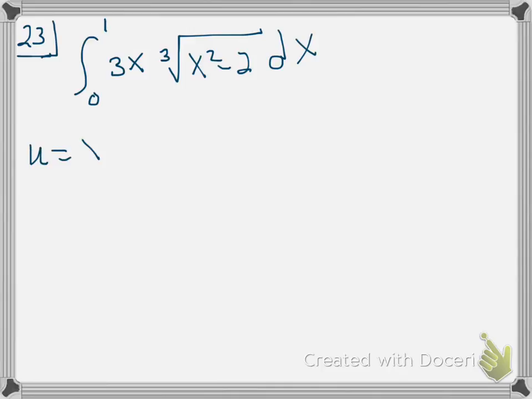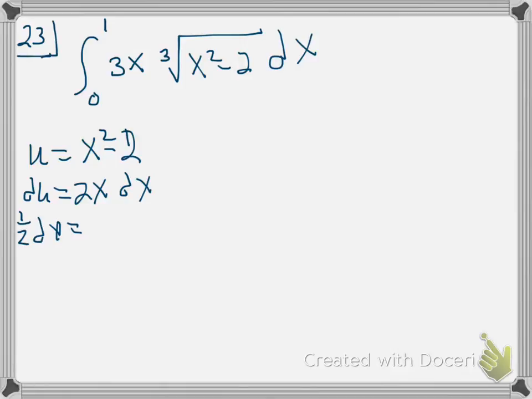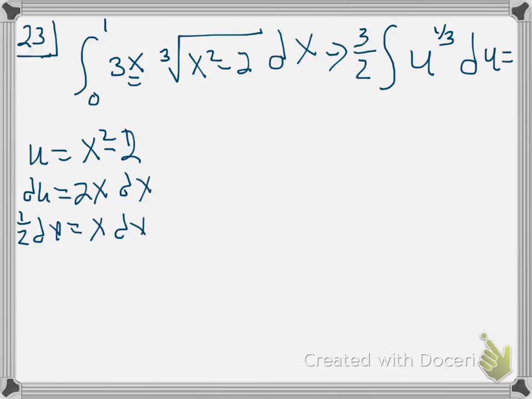I'm going to let u equal x squared minus 2. Then du is going to be 2x dx, or 1/2 du is going to equal x dx. Well, there's an x. I can bring the 3 out in front, and I've got that 1/2. So now I can rewrite this integral as 3 over 2 times the integral of u, and instead of the cube root, I'm going to write that to the 1/3 power, du.